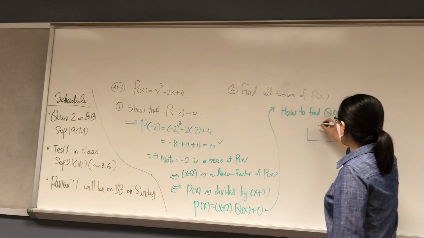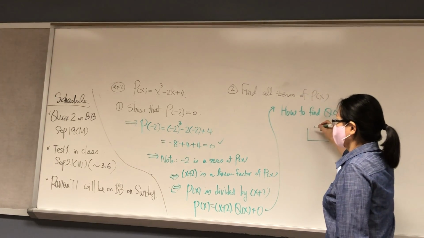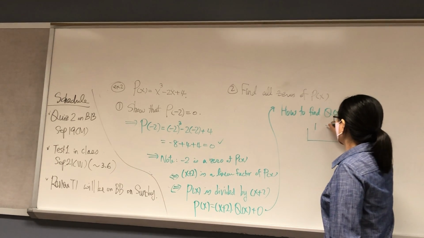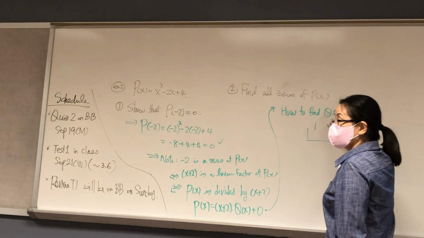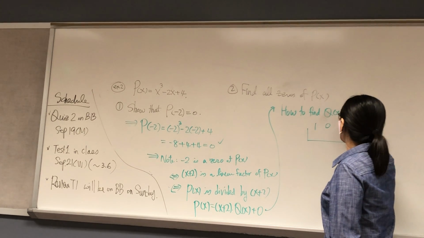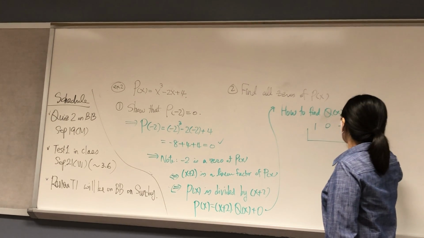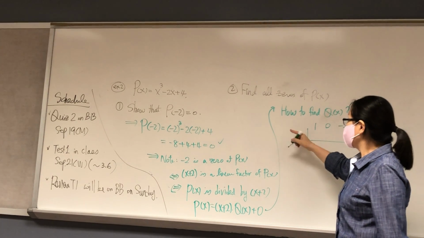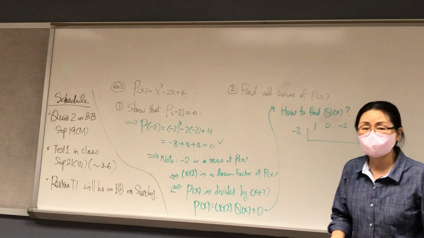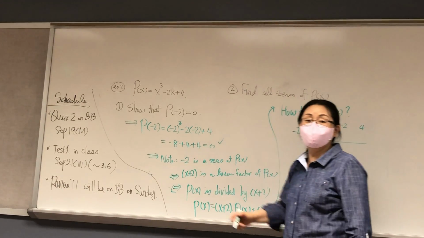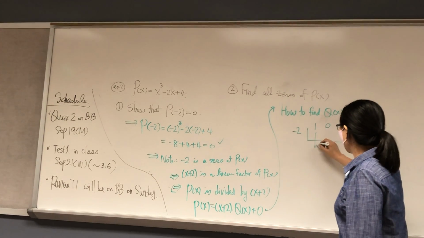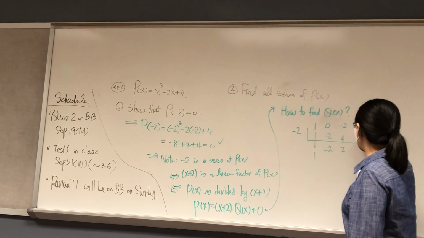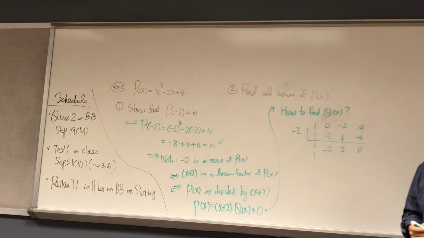So what do I need to copy here? It's going to be 1, 0, minus 2, 2. And the opposite, negative 2. So 1 here, negative 2 here, negative 2 here, 4 here, 2 here, negative 4 here. Yes? And then what is your quotient?